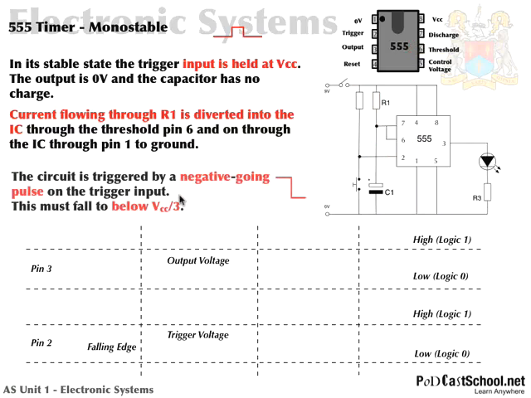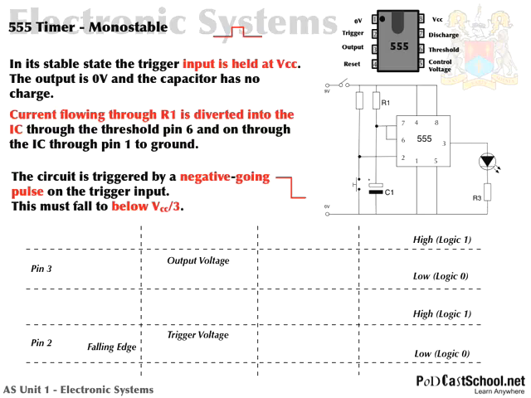That's what normally happens. But if the circuit is triggered by a negative going pulse, and remember what I mean by a negative going pulse, I mean this, okay? It's a pulse where it goes from a high and it drops to a low, okay? A negative going pulse. Obviously a positive going pulse would be that, okay? So it's triggered by this negative going pulse, and this pulse must fall to below 1/3 of VCC, okay?